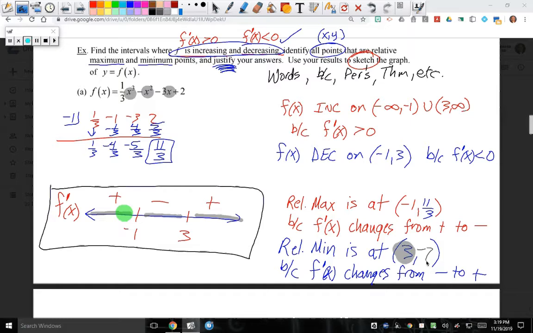Okay? Here we go. Now I'm going to go to sketch it. This is the culmination. This is putting everything together. I have a point at negative 1, 11/3. 11/3 is about 3 and some change. So about right here is that point where the relative max occurs. 3, negative 7 is where this relative min occurs. Okay? Alright, here we go. If I did a sketch, you tell me.